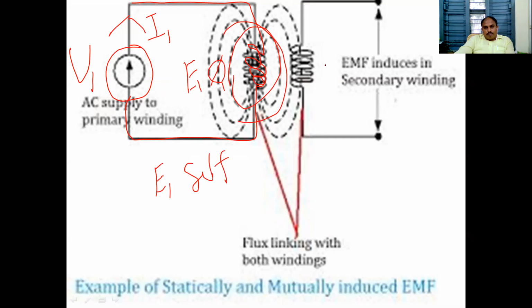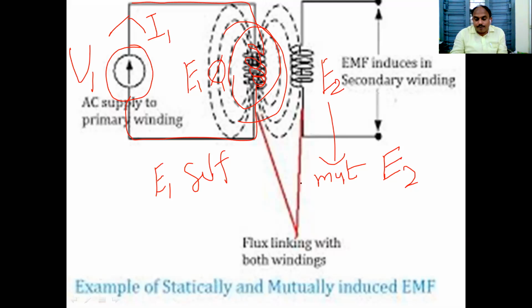The same flux induces an EMF in the secondary coil because of the primary coil. E2 is called mutually induced EMF. That is why we say a transformer operates on the mutual induction principle. That is Faraday's laws of electromagnetic induction.